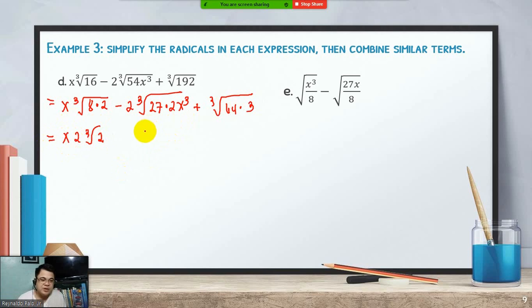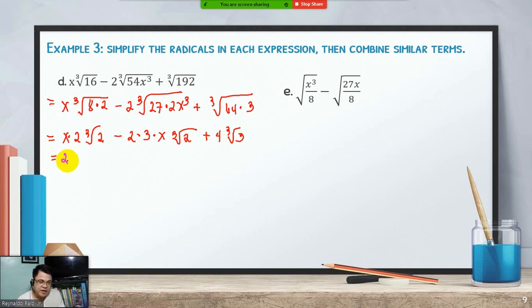Or simply we can write it as 2x. Okay? We can write it as 2x. Minus 2 cube root of 27 is 3. This will be 2 times 3. Then cube root of x cube is x cube root of 2 plus cube root of 64 is, of course, 4 cube root of 3.